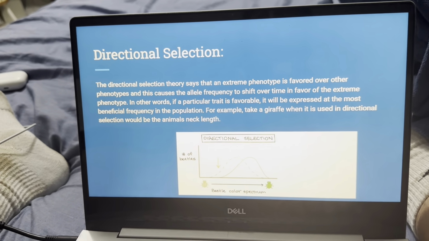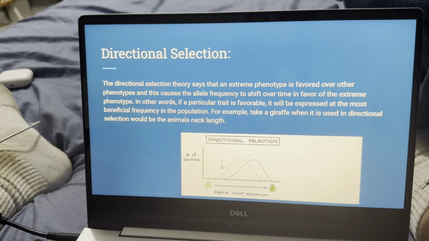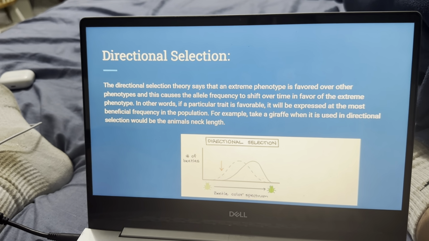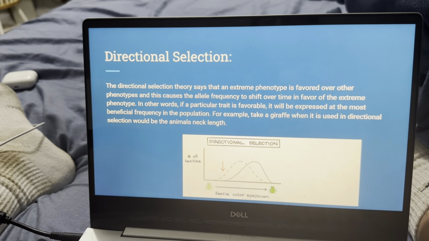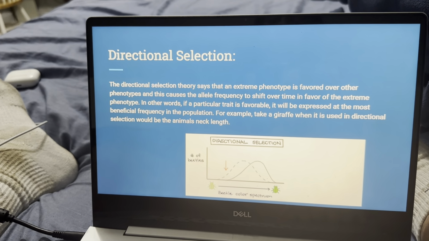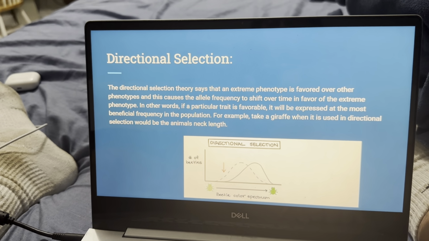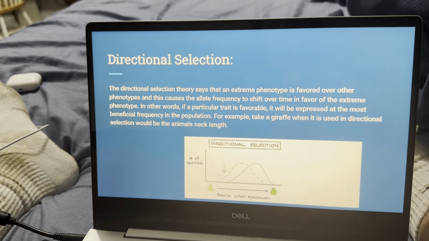First one up, directional selection. The directional selection theory says that an extreme phenotype is favored over other phenotypes, and that this causes the allele frequency to shift over time in favor of the extreme phenotype. In other words, if a particular trait is favorable, it will be expressed at the most beneficial frequency in the population. For example, take a giraffe.